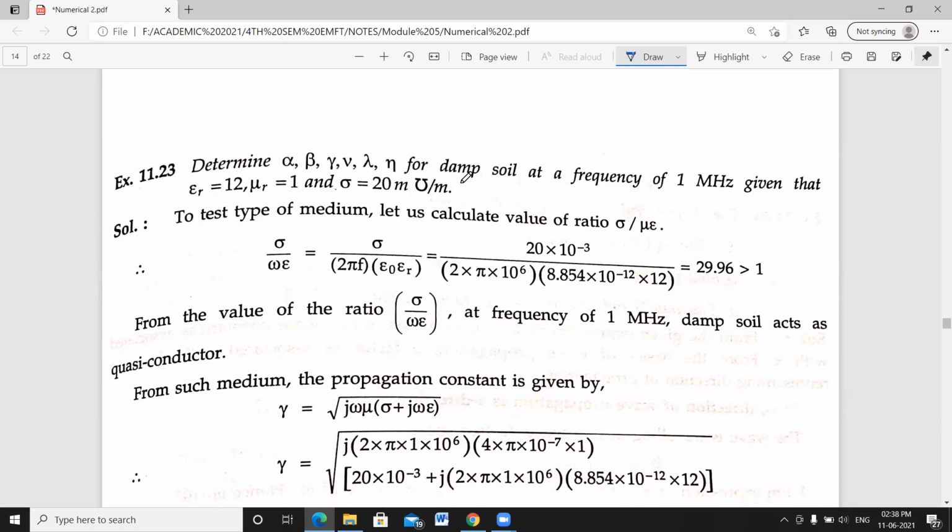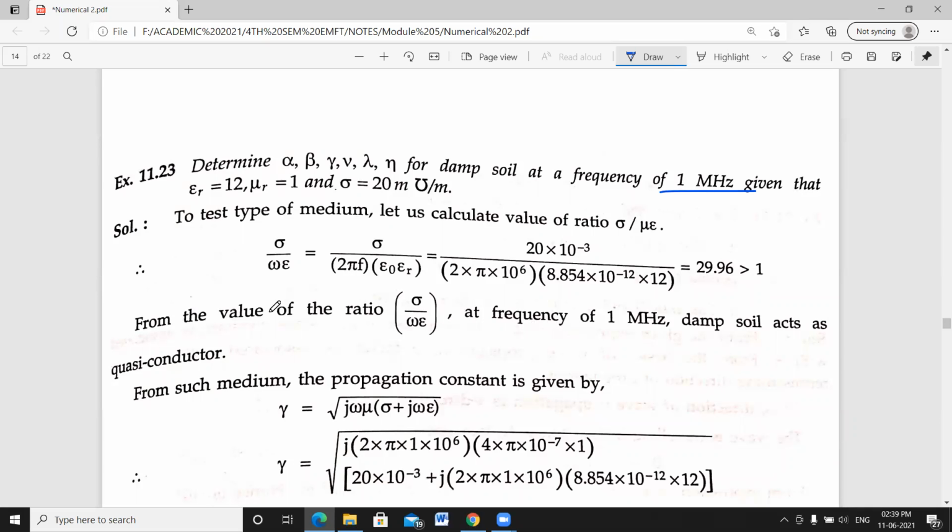To test which type of medium it is, we just go for sigma divided by omega epsilon. Substitute here: the frequency is given as 10⁶, and the remaining values are all given. Substituting, you get 29.96, which is greater than 1.